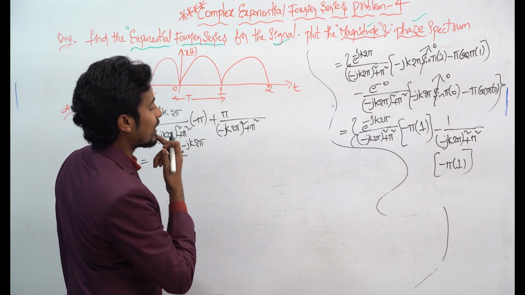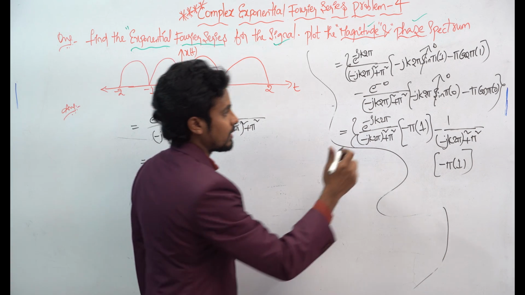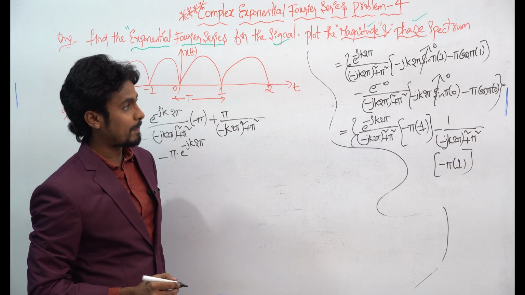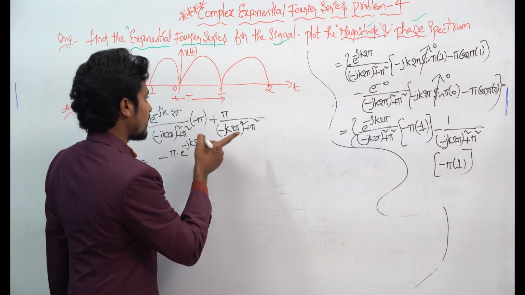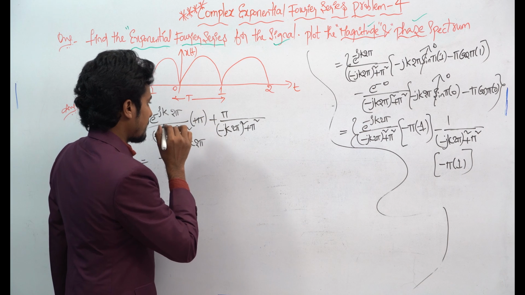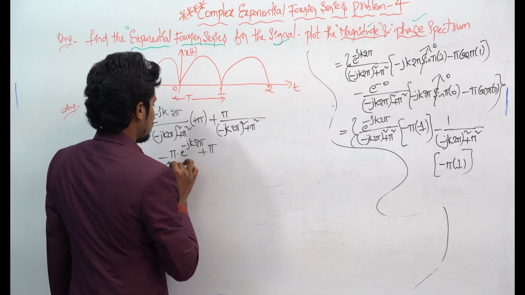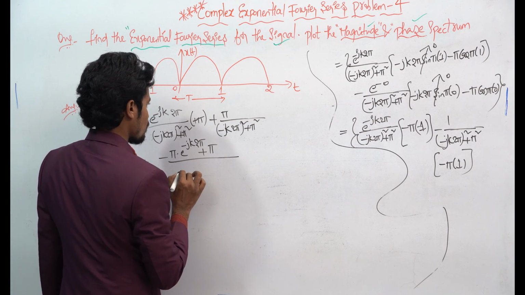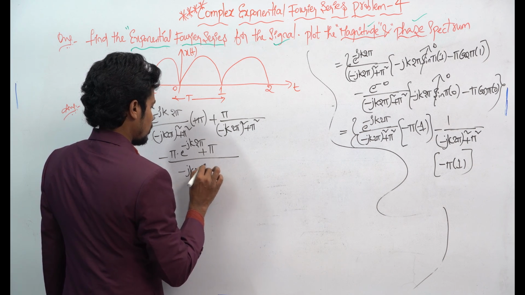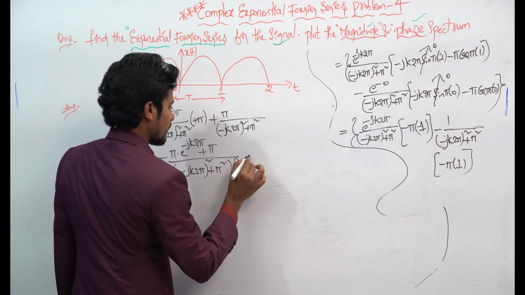Cos pi is minus 1, right? We are making a mistake here. Cos pi is minus 1, cos 2 pi is plus 1. So this will become minus into minus, and minus into minus will become plus. So pi plus pi divided by (minus jk into 2 pi) whole square plus pi square whole square.